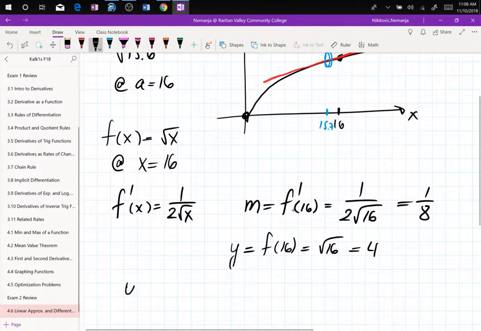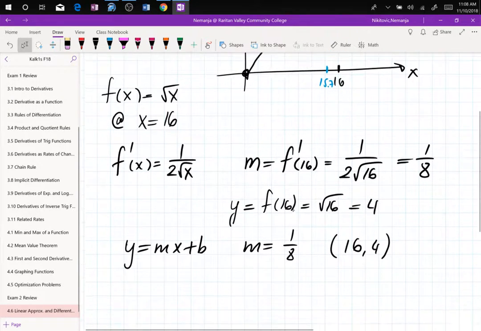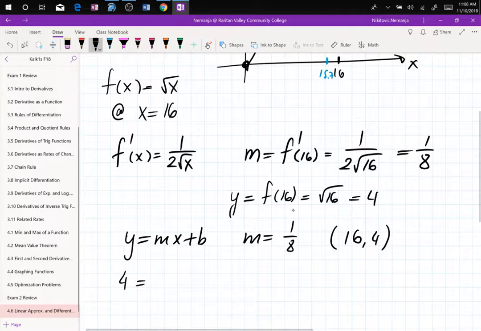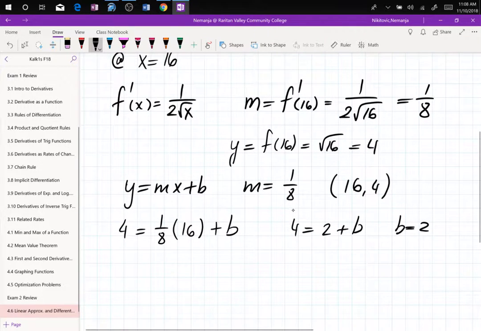So I have all the specs. y equals mx plus b. m equals 1 over 8, and the point is (16, 4). So y is 4, m is 1 over 8, and x is 16, plus b. So this is 4 equals 2 plus b. b equals 2. And I have my tangent line: y equals 1 eighth x plus 2. So this is my tangent line.